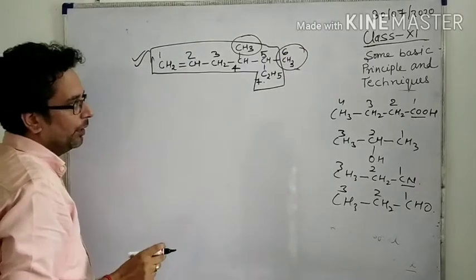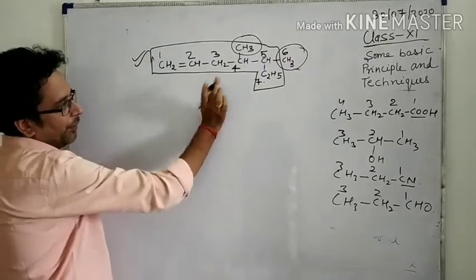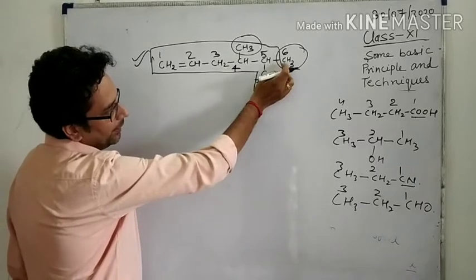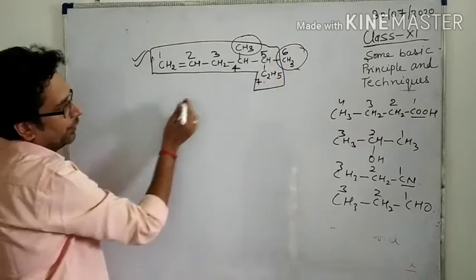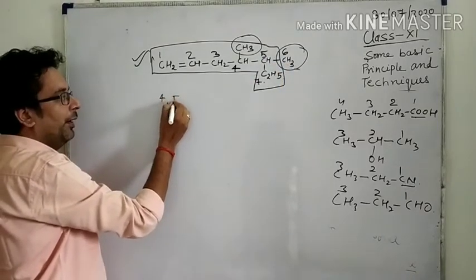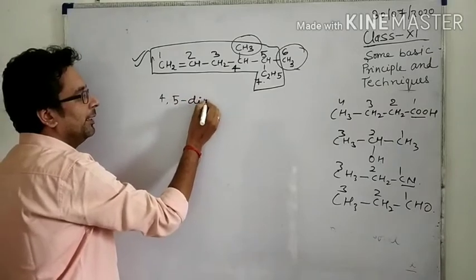So what is the name? First we write the prefix. So the prefix is found at the 4th position and 5th position. So 4,5-dimethyl.